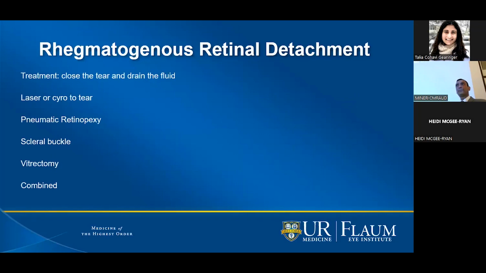To treat the rhegmatogenous retinal detachment, basically the principle is to close the tear and drain out the fluid. As I said earlier, if it's just a tear, you could laser that off, or you could even freeze that and create scar tissue. Or you could do a pneumatic retinopexy in some situations, if it's a small area of detachment with a single tear: you can inject a gas bubble, float up the gas bubble to cover that tear so that more fluid doesn't go in, and whatever fluid is there will get reabsorbed.